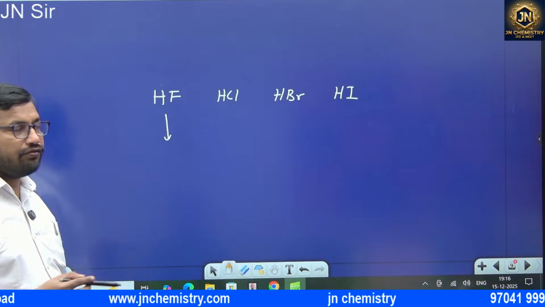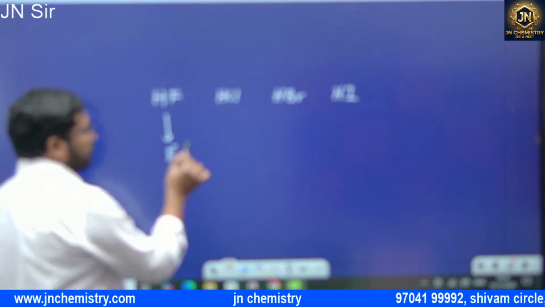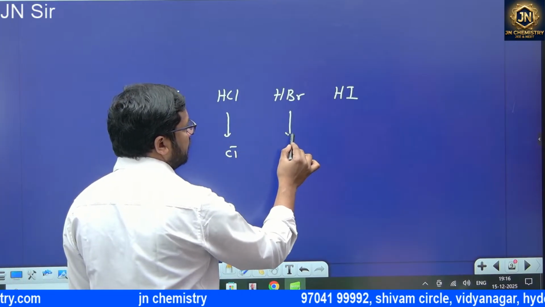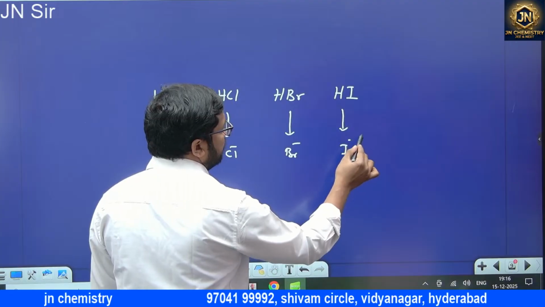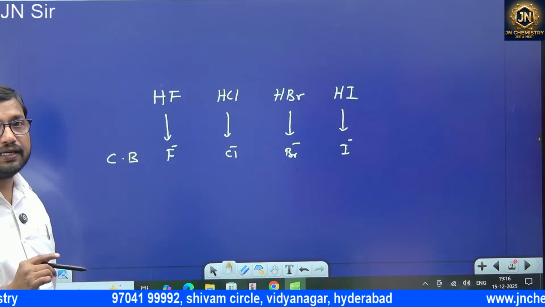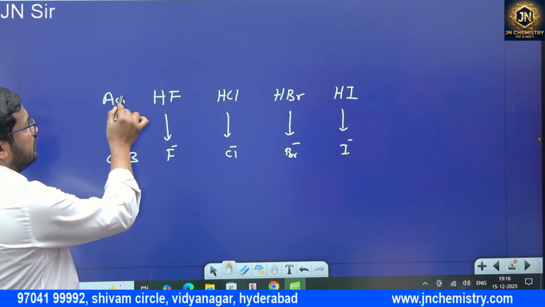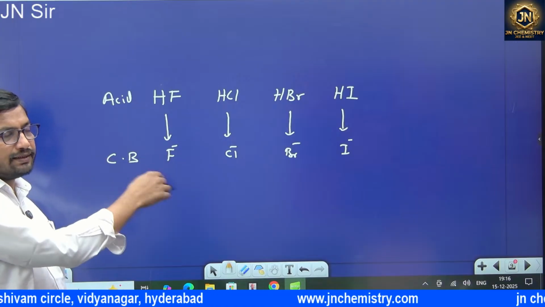Was F minus, because we need to remove the conjugate base, meaning what? F minus here, Cl minus here, Br minus here, I minus. These are conjugate bases. This is CB, not chicken biryani, okay? Conjugate base. This is acid. From acid, if you are removing the H plus, it becomes conjugate base.